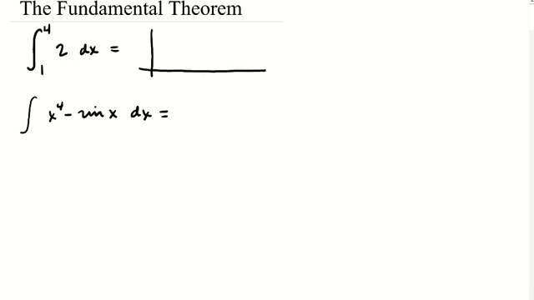Okay, so we're going to draw a little picture of this thing. 2 is up here, 1 to 4. Y equals 2 is the horizontal line, and if we're trying to find the area underneath that from 1 to 4, we can say that's a rectangle. And that area is going to be 3 times 2 is equal to 6.